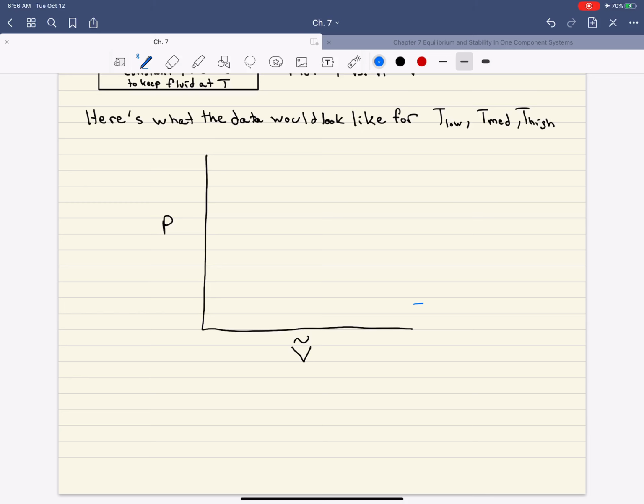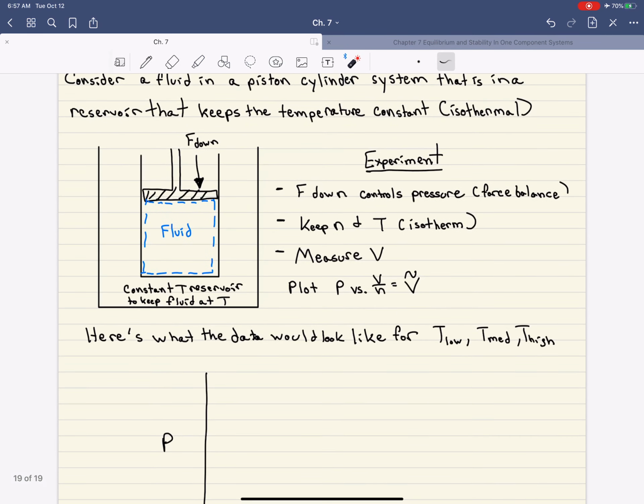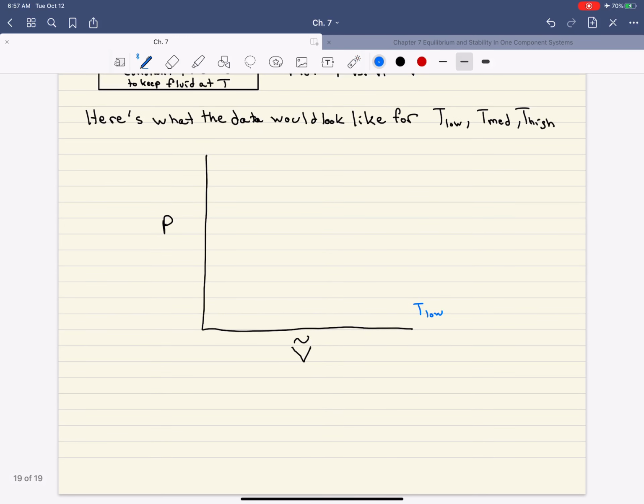So T low. And I'm going to start in the case where we have a very high volume. That would mean that the piston or the force on the system is very low. So the force on the system is very low, the system volume is going to be very high. But as we increase the force on the system, not only are we going to lower the volume of the system, but we're also going to increase the pressure on it.